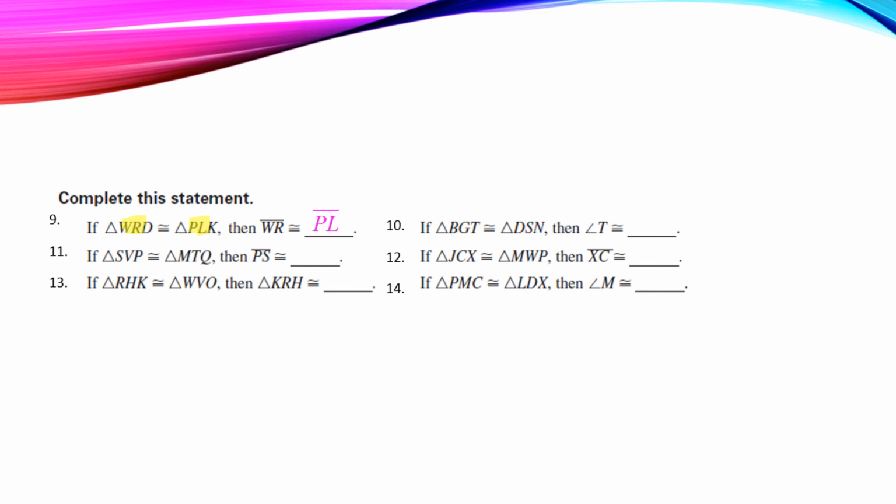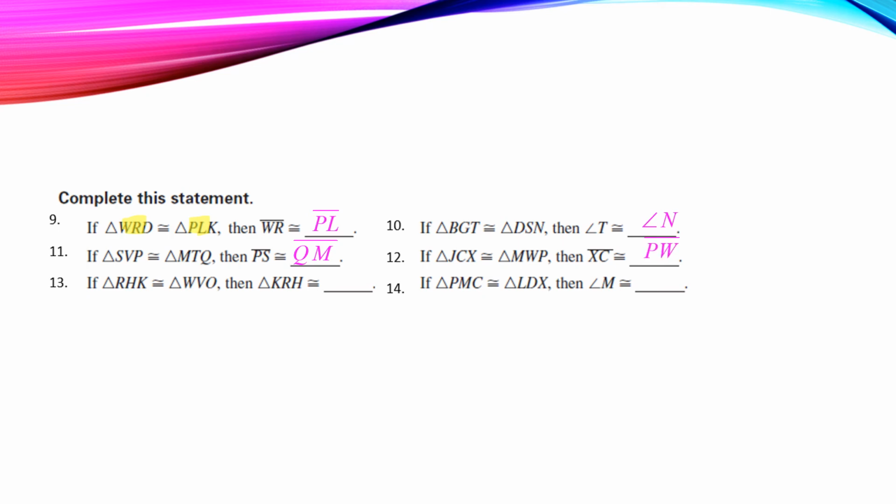So SVP and MTQ. So we have a PS, so we would have PN. Oh wait, sorry, going on to 10. BGT and angle DSN. So T and N would be congruent because they're in the same spot. For 11, it would be QM, line segment QM. 12, XC, so we're going from the back to the middle one, it would be line segment PW.